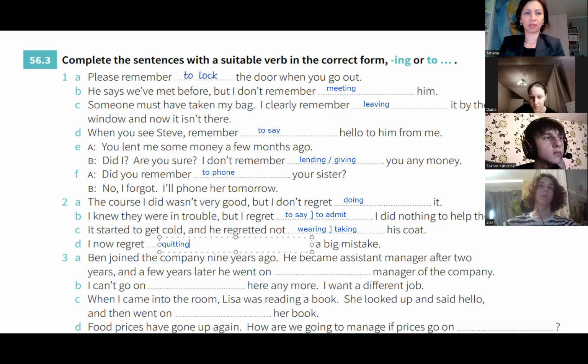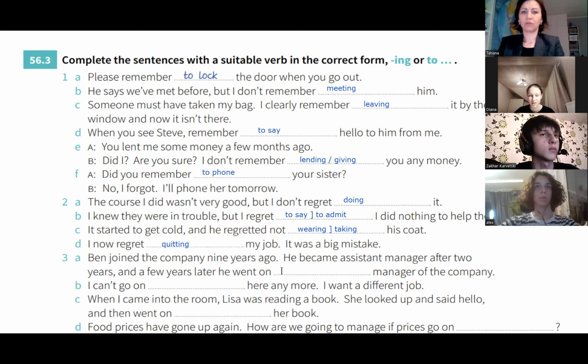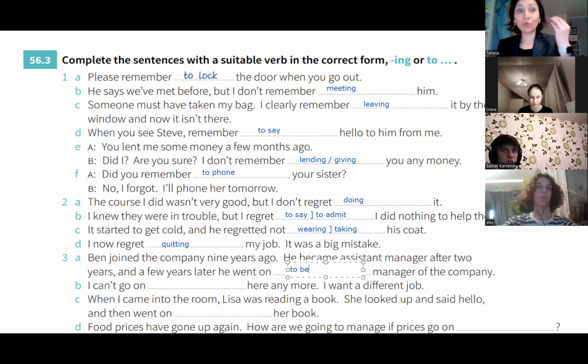Everybody writes in the chat, what do you think here in 3A? Went on to be manager of the company. Being or to be? Diana: To be. Correct. He went on to be, so finished doing the assistant manager job and went on with a new position, went on to be the manager of the company.